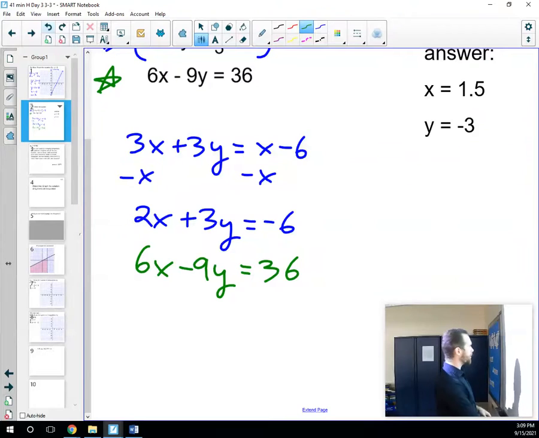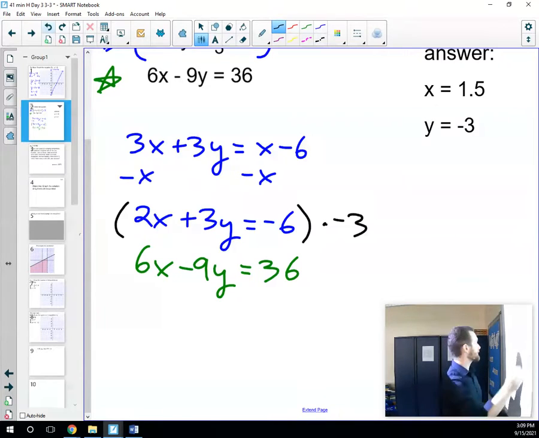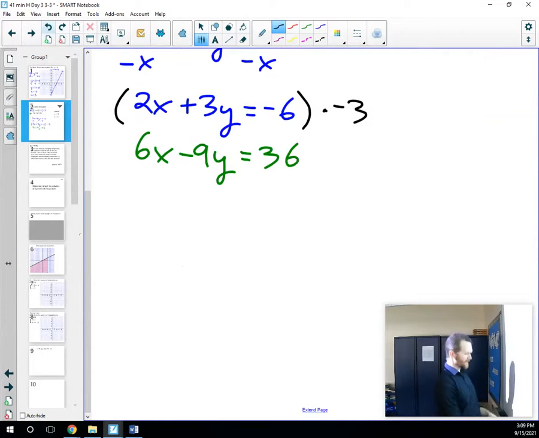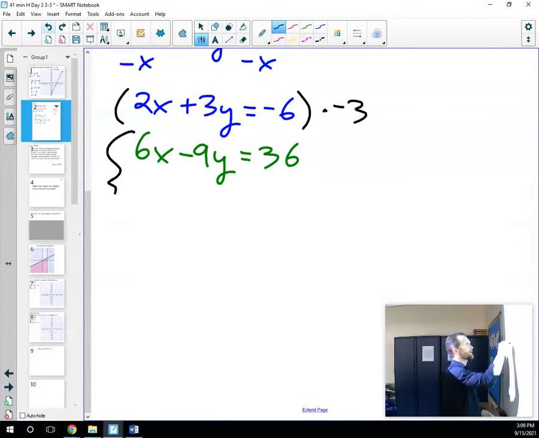And to do that, we're going to multiply the top one by a negative 3. We'll do it because we already have a positive 6 down here. We want the opposite of that. We want a negative 6. So let's distribute. Tell you what, let me just copy it down here because that'll make this the least amount of copying possible. So negative 3 times 2x is negative 6x.